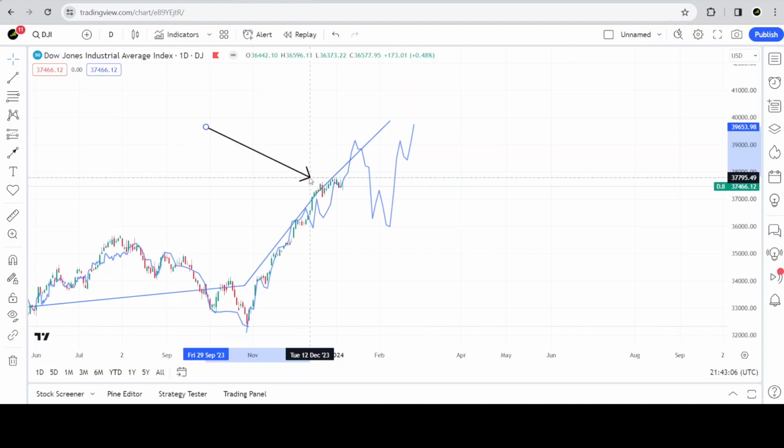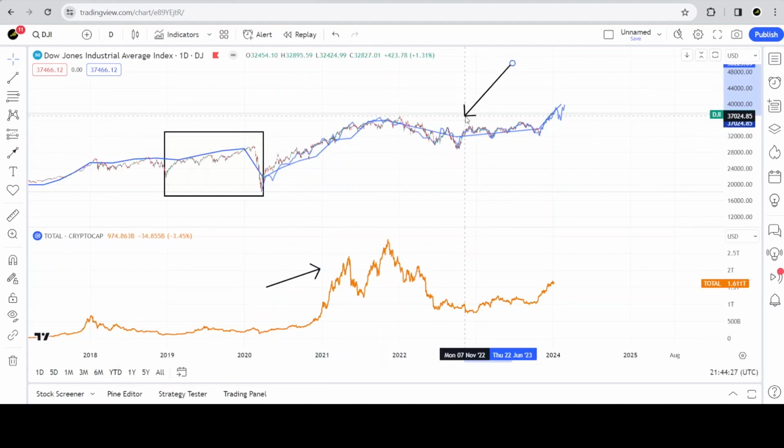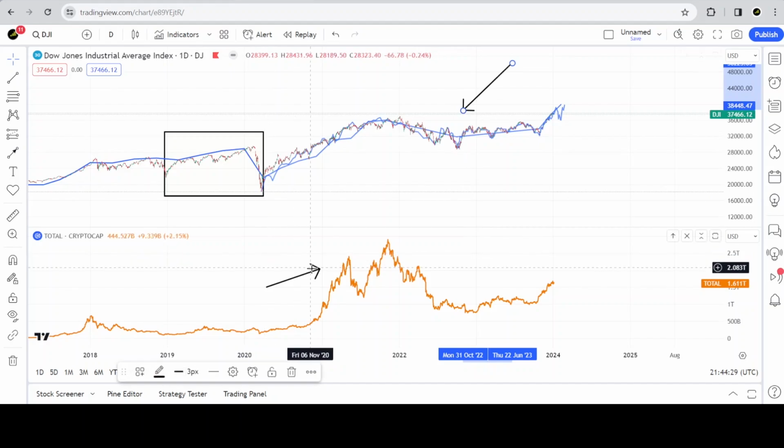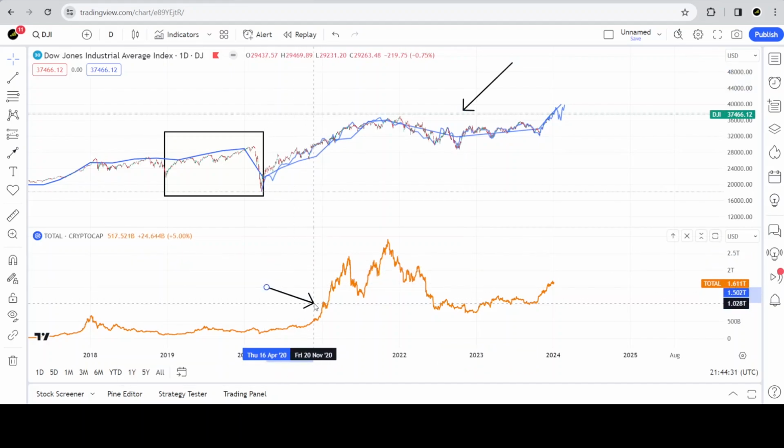So what I'm going to do next is place the total chart, which is all of crypto, Bitcoin, Ethereum, all of crypto put together. And I'm going to show you how the total chart follows the Dow Jones. Okay, so on the chart above, I have the Dow Jones Industrial Average, and on the chart below, I have the total crypto market cap. This includes Bitcoin, Ethereum, and all the altcoins.